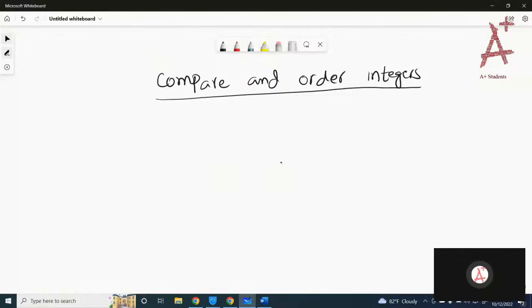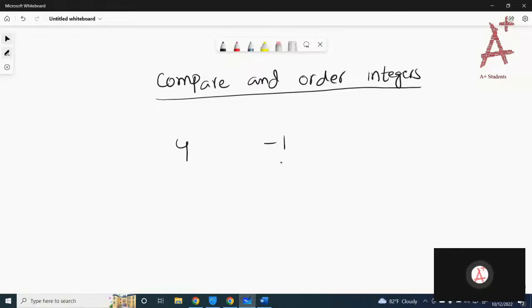Okay, which word makes the statement true? 4 and negative 1. So which one is greater? 4 is greater or negative 1 is greater? Which sign you have to put there, greater or less? 4 is greater than negative 1 or less than negative 1? 4 is greater than negative 1.